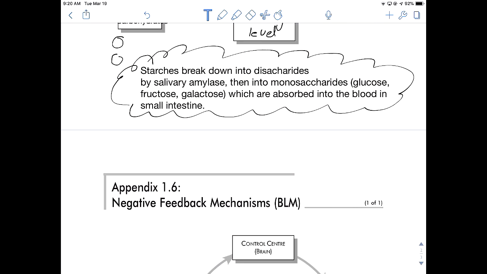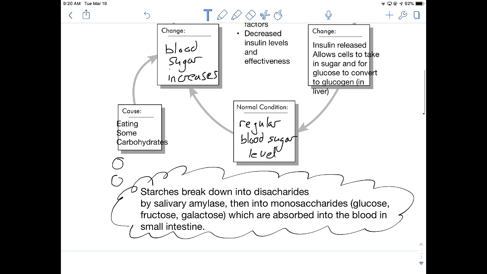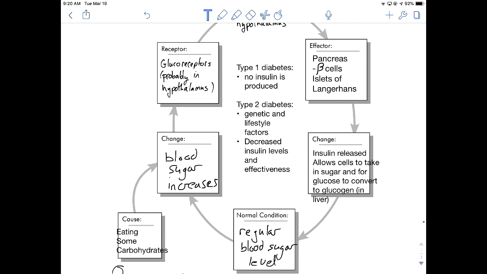What does the pancreas do that works as an effector? Well, because it's the one causing the change, right? So the pancreas is the one that has these beta cells. Those beta cells are hormone-producing cells. They produce insulin. They're essentially cells whose only job is to produce this specific chemical. And then when they're signaled by the hypothalamus, they secrete that chemical into the bloodstream.